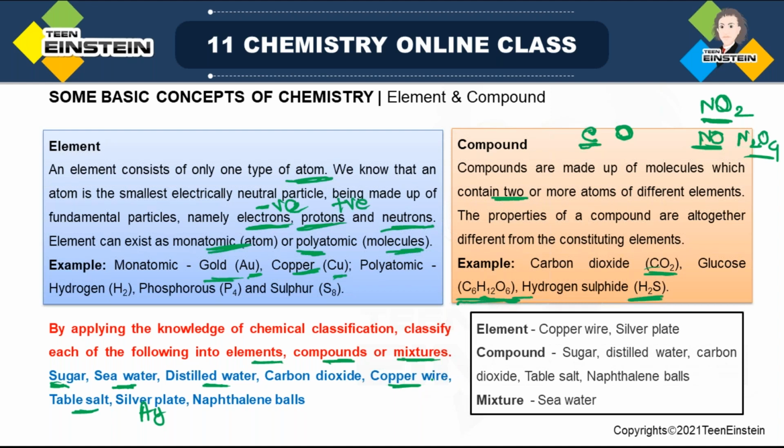So now the result is: under element you can have copper wire and silver plate, but only one mixture is present, which is seawater, because it is a mixture of NaCl, that is table salt, and water. The rest of the substances are compounds. Okay, so that is the answer.